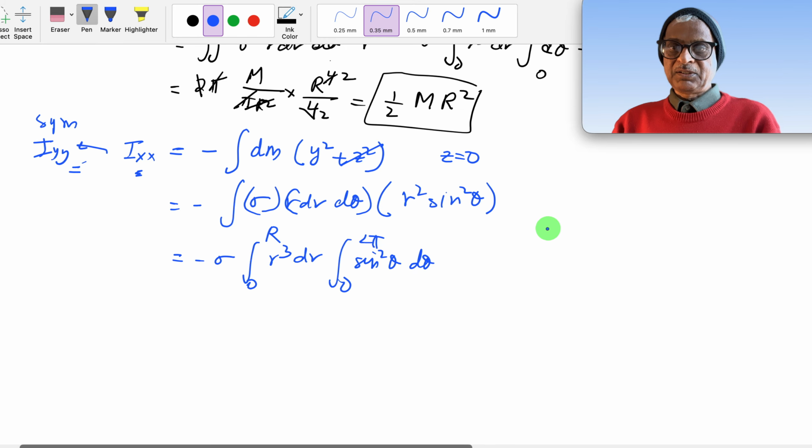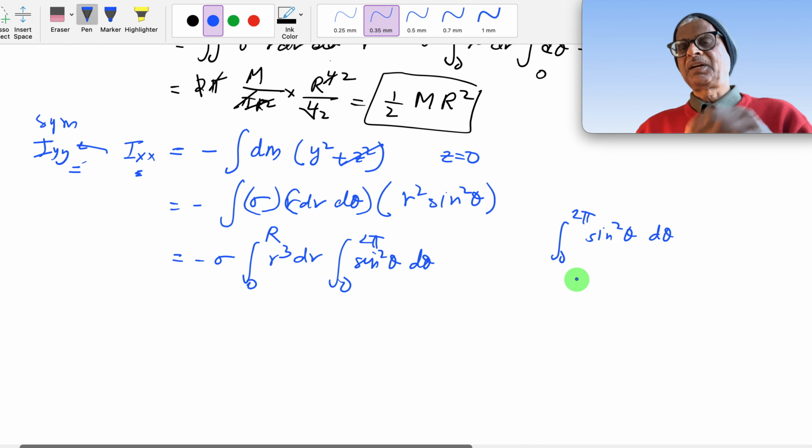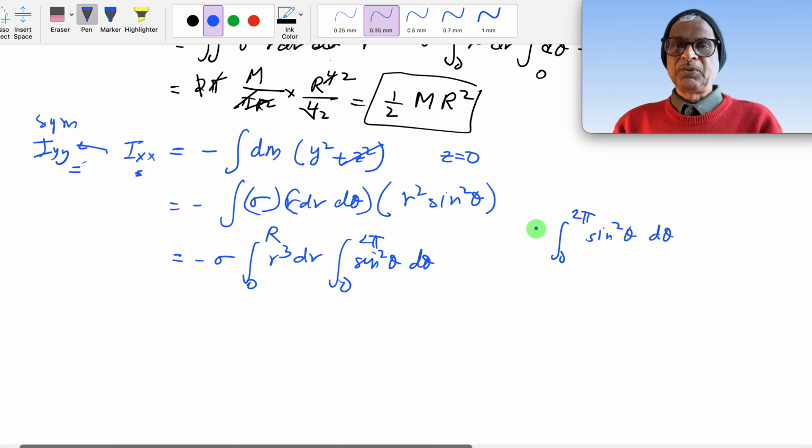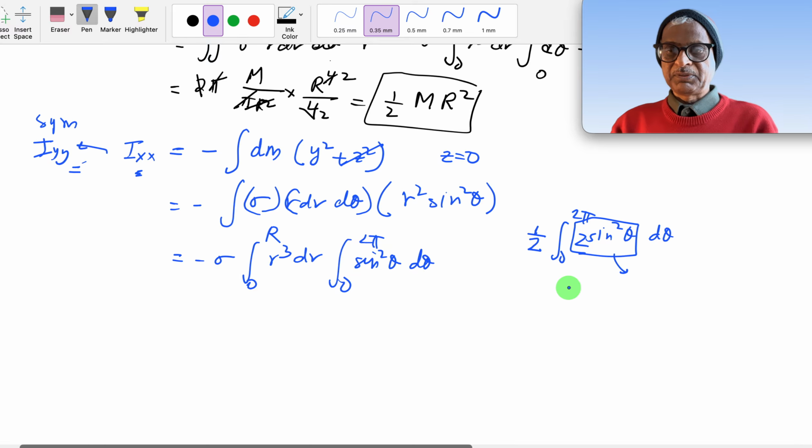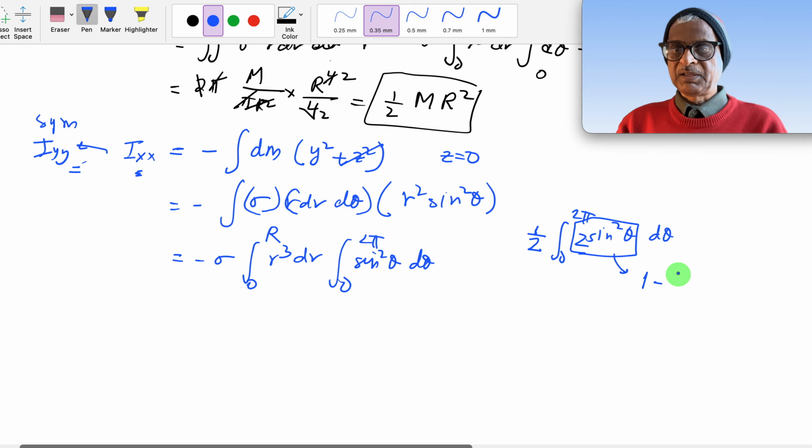Now this integral, 0 to 2 pi of sine square theta d theta. How do you do a square of sine instead of cosine? You divide by 2 and multiply by 2. So this converts this into an integral of 1 minus cosine 2 theta. So this is that.